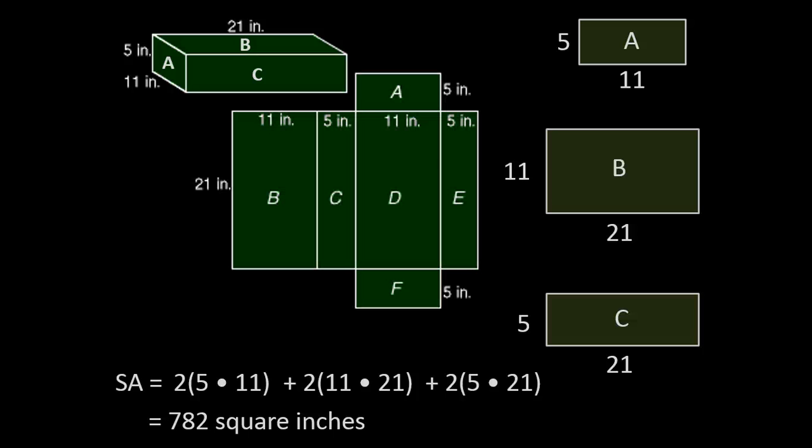Now if we look at the net for that, it would look something like this. Now some people find it easier to think of the net when trying to find the surface area of a figure. Some people think that that's just really confusing to look at. So you can be the judge of what's the best thing for you to look at when you're trying to find surface area.